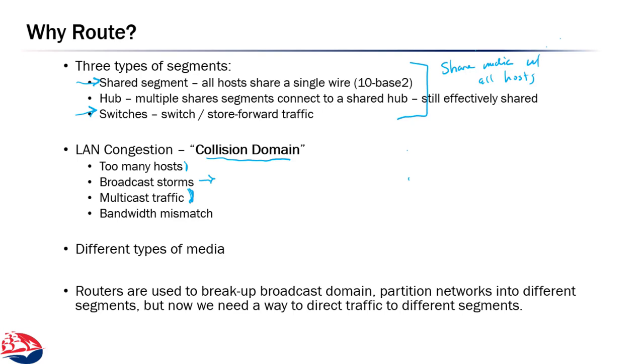I've crashed a switch using multicast before. Hopefully they've fixed that. But anyway, the other problem you can have is a bandwidth mismatch. If I have all of my machines communicating on a gigabit, and now I have one machine, because of a bad network card, communicating at 100 megabit, I can no longer do cut-through switching. And so that can really eat away at your performance.